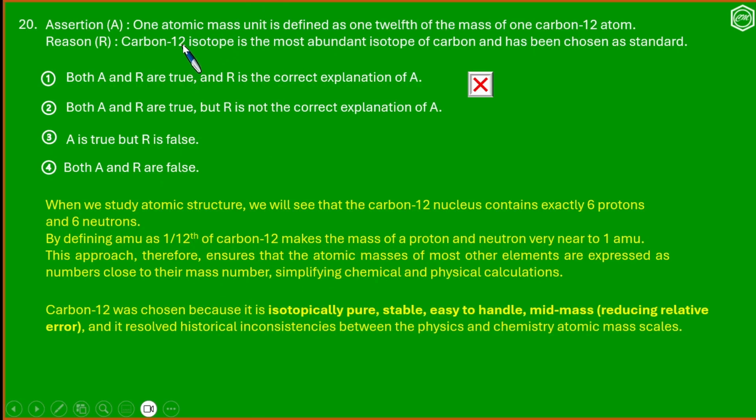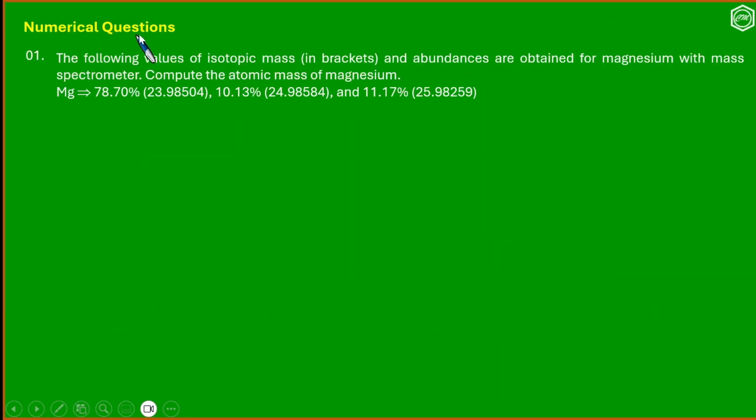The reason for selecting carbon-12 is the following. Carbon-12 was chosen because it is isotopically pure, stable, easy to handle, mid-mass, that is reducing relative error, and it resolves historical inconsistencies between physics and chemistry atomic mass scales. Next, we will discuss some numerical questions.